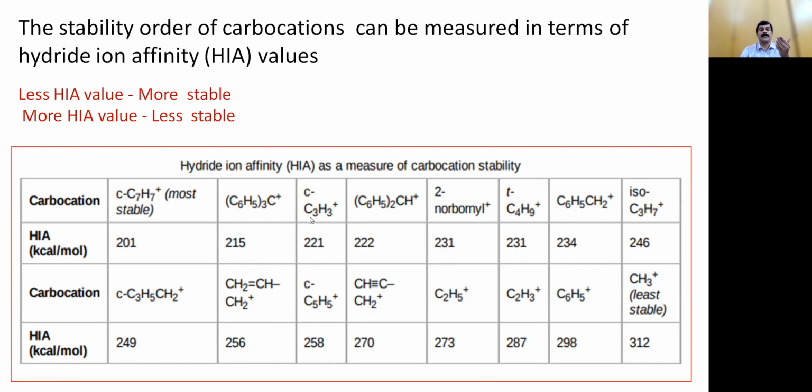Tropylium greater than triphenyl methyl, greater than cyclopropyl cation, then diphenyl methyl cation, then the bridged system, tertiary butyl, then benzyl, isopropyl, then butyl, then this is again an allyl system. You look at the difference between this one. This is also going to be in conjugation with the positive charge, but less stable because the carbon is more electronegative. So these are some species with the different HIA values.